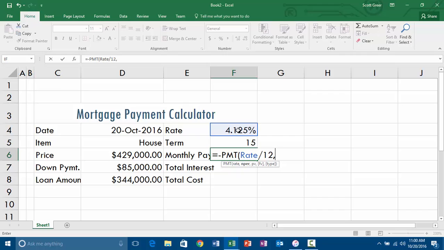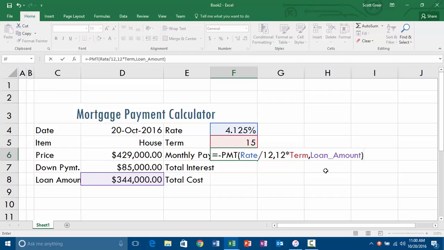We're going to hit comma. And now what we want to do is 12 times. What's the name of the 15? Term. There it is. So it highlighted it. Perfect. I said 12 times term. That's great. And then we're going to say comma. And then we want to get our loan amount. So I'm just going to go ahead and say loan amount. I can just double tap on that one. Close this parentheses up. And what's going to happen when I hit enter?